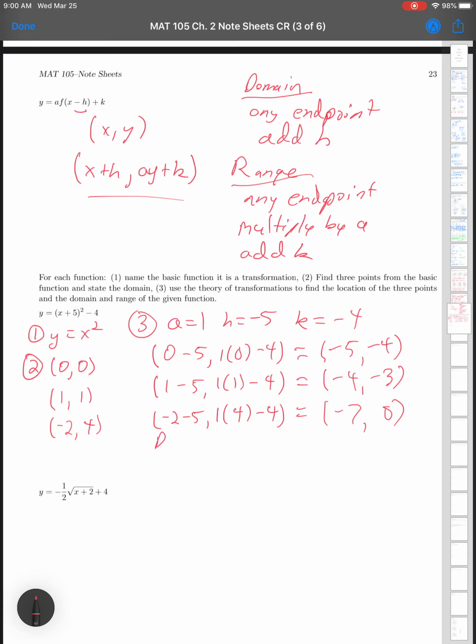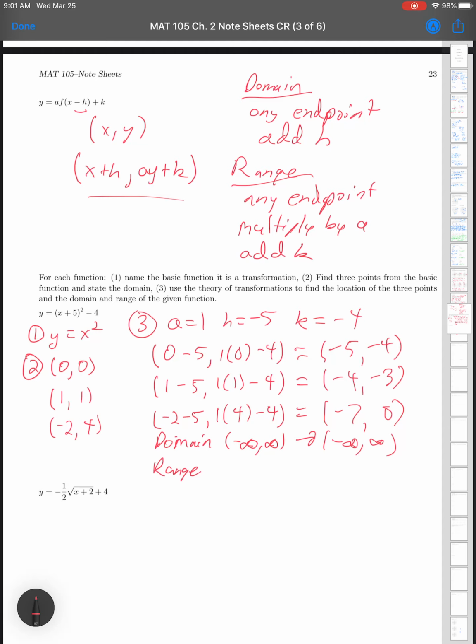So in this case, the domain of the original function is negative infinity to infinity. So I don't have any endpoints, because it's negative infinity to infinity. So the domain of the translated function is just going to be negative infinity to infinity.